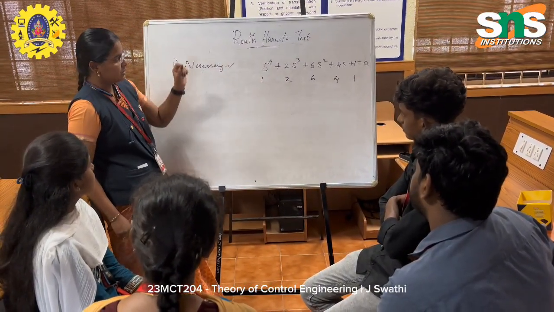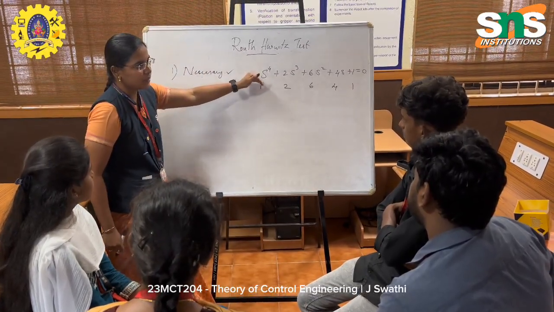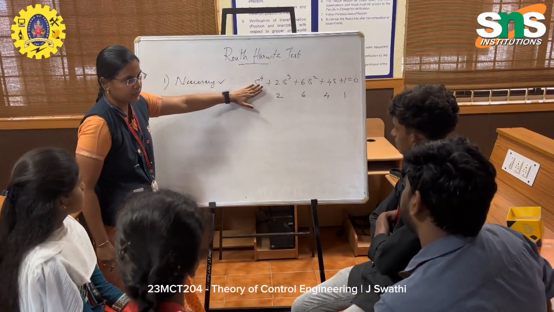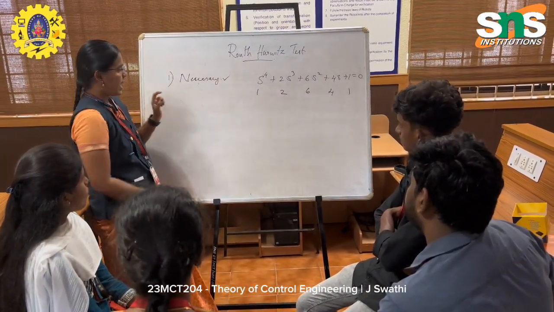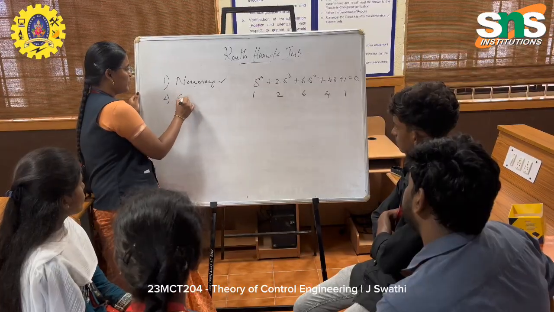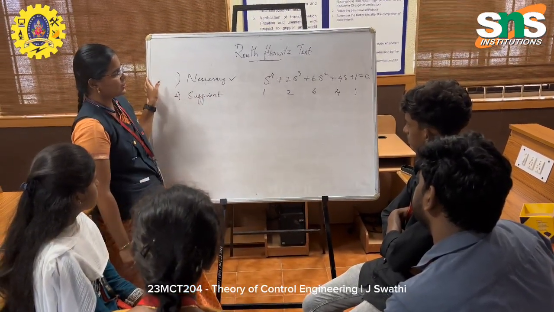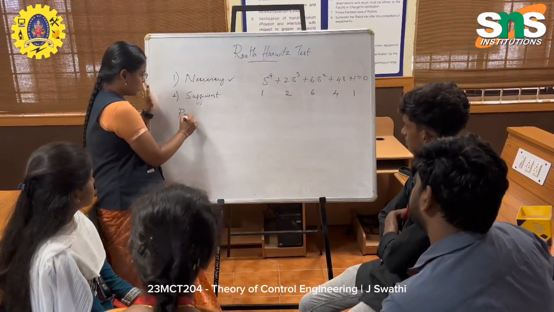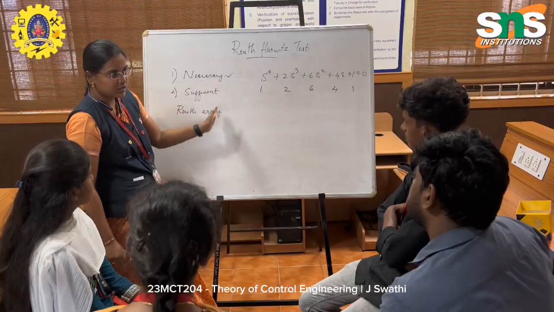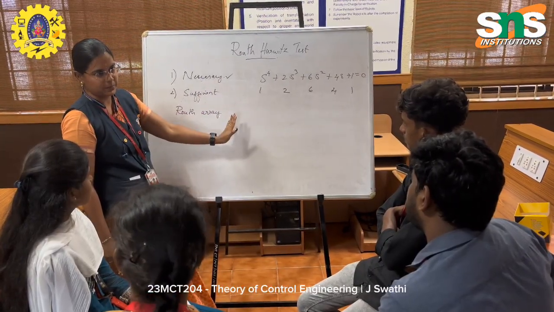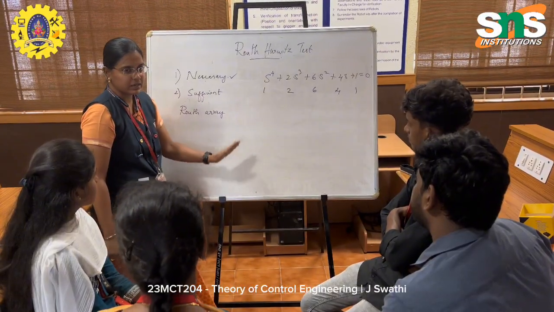But in Routh-Hurwitz, even if the necessary condition is satisfied, the system may or may not be stable. To conclude the stability, I have to go for the second condition, that is the sufficient condition. For this, I have to form a Routh array. In this Routh array, all the elements in my first column should have the same sign. Either positive or negative, but all the first column values should be the same sign.